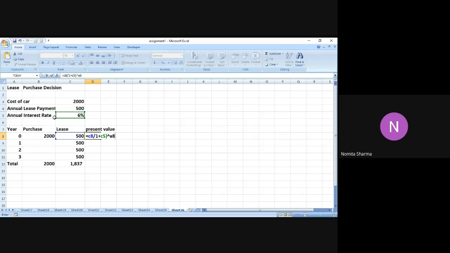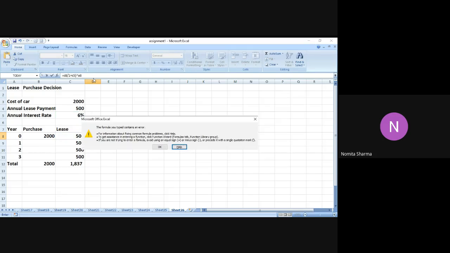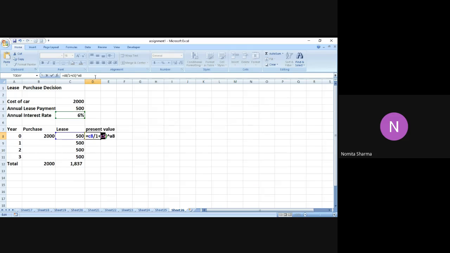Let me write another bracket over here, enclosing the denominator. So let me just check my formula. It is C8 divided by (1 plus C5) to the power A8. Now I have to fix the cell which is having the interest rate. So I will simply write dollar signs, and I want C8 to change. I even want A8 to change, which are having the year number and the lease amount, right?